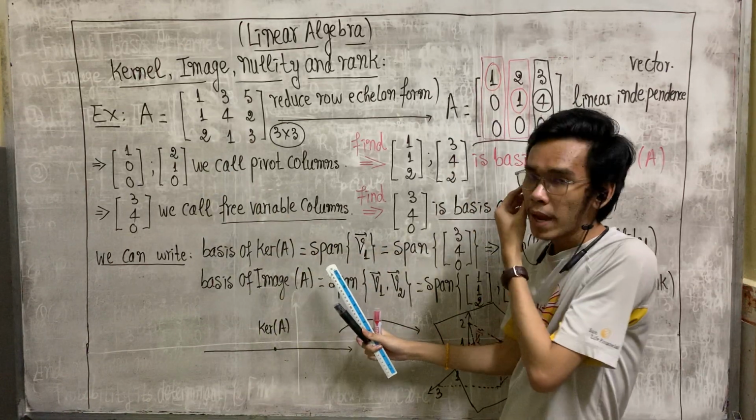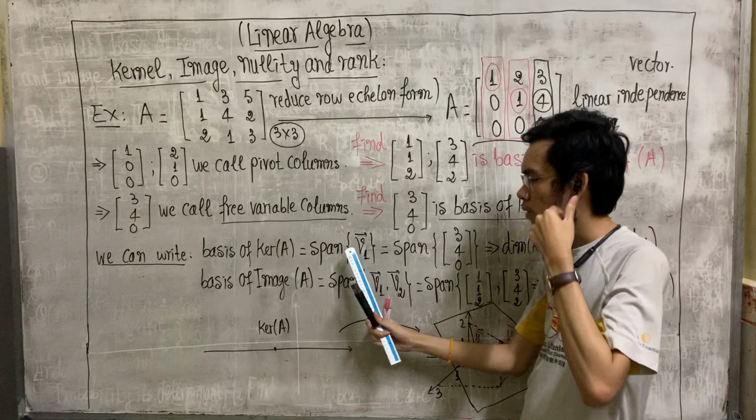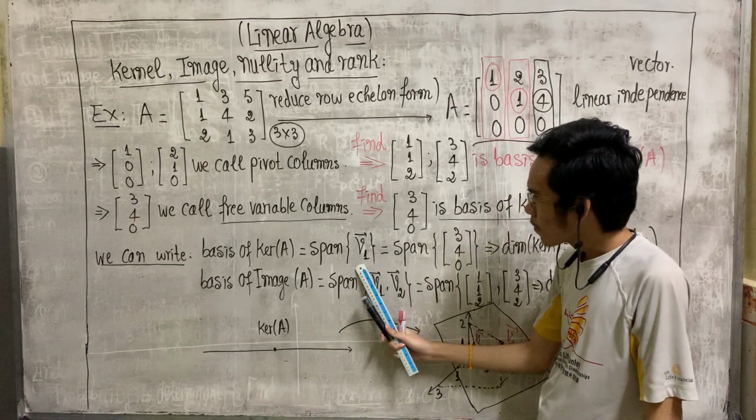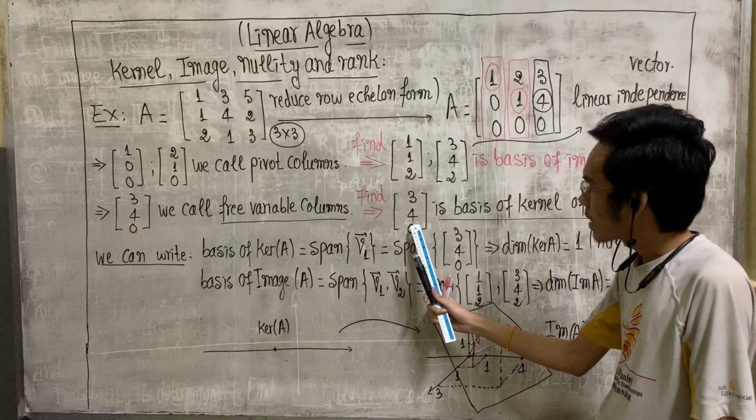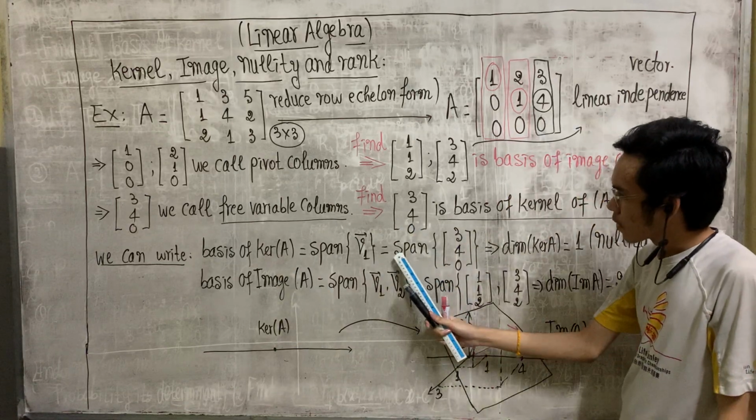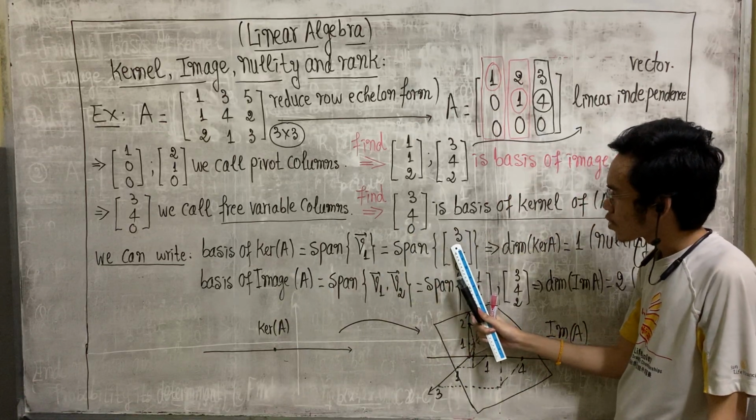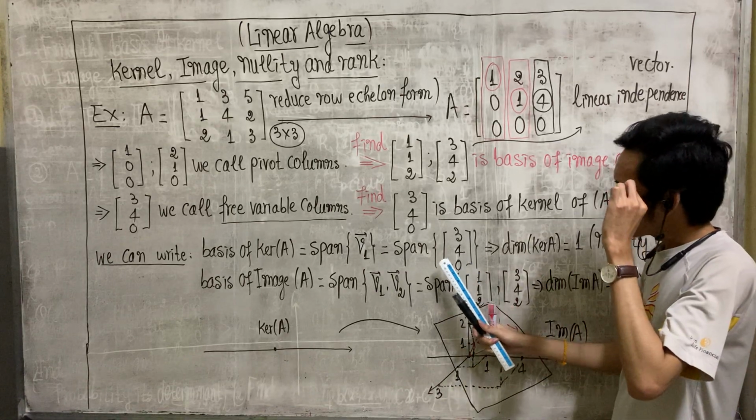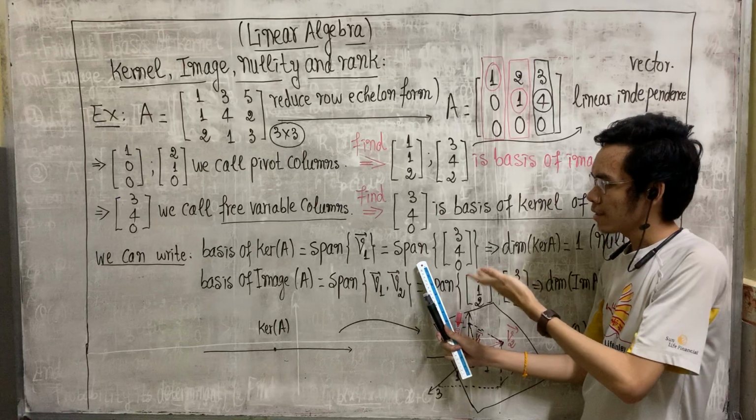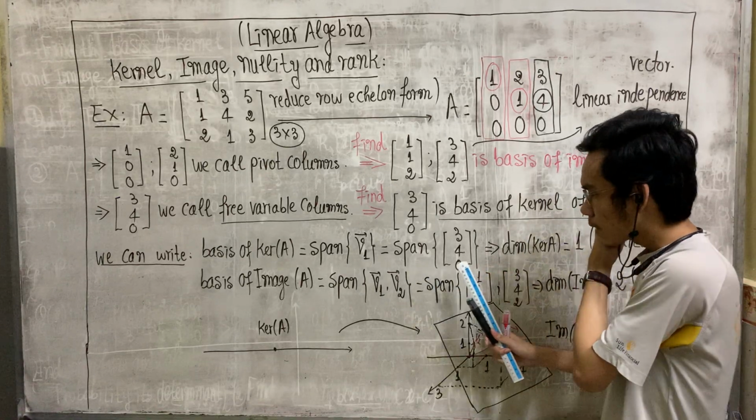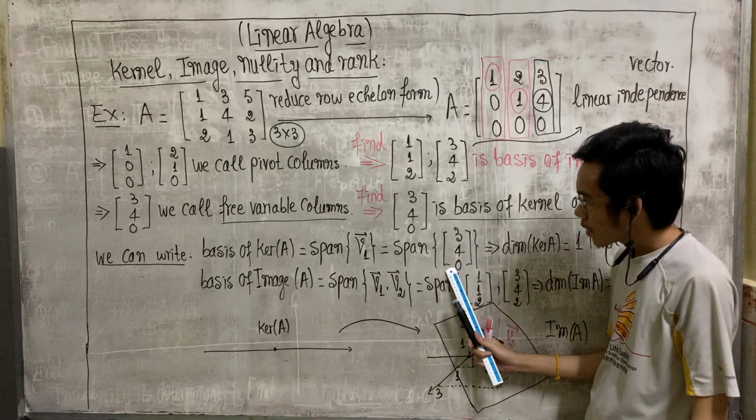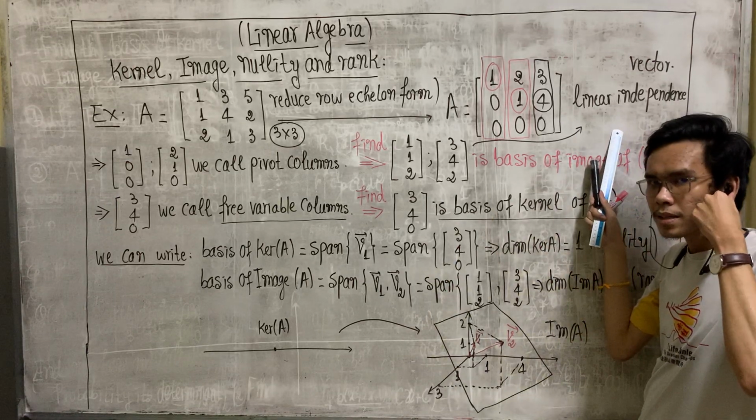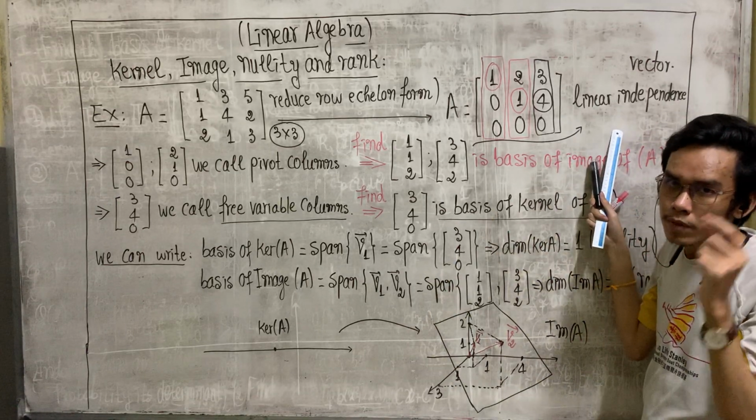It's equal to the span of the vector v1. So what is the vector v1 of the kernel? It is equal to the span of the vector (3, 4, 0). Why do we write it in this form? Because the vector (3, 4, 0) is a linear independent vector.